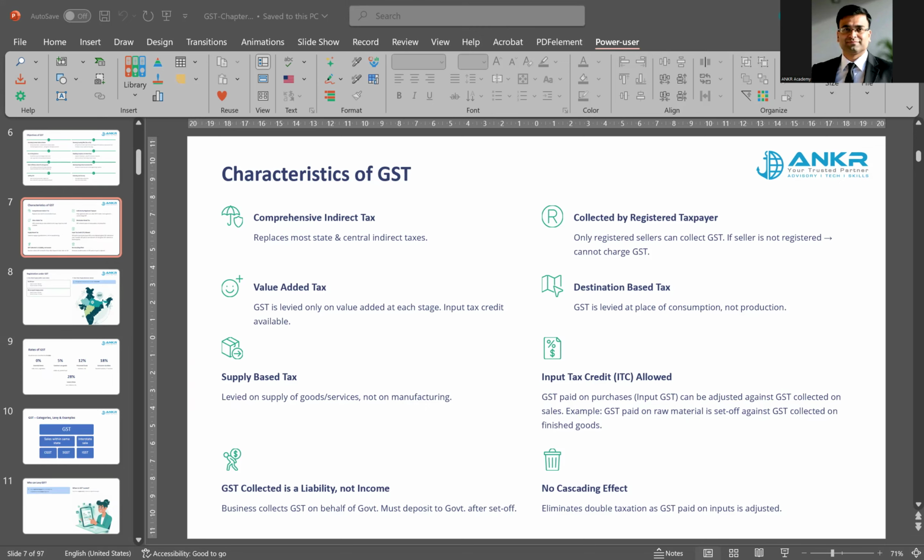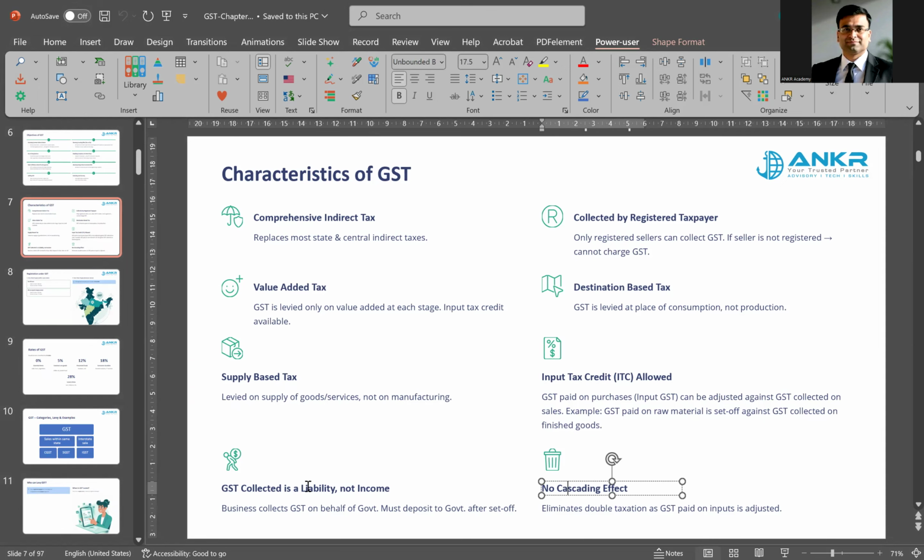Okay, so in the first video, I think we have discussed the characteristics of GST, right? So let's look at those characteristics again, which says input tax credit, ITC, is allowed. ITC is the word, it is used very commonly. No cascading effect. GST collected is a liability, not income. And GST is on value added tax, right?